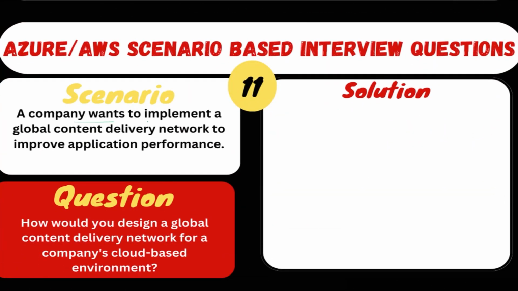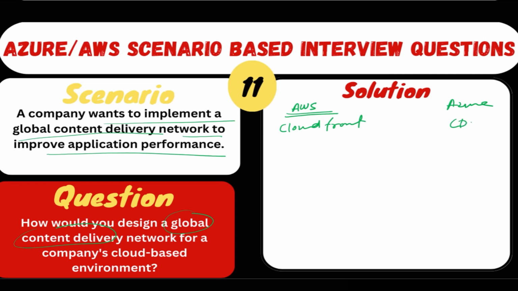Now let's talk about the next scenario. In this scenario, a company wants to implement a global content delivery network to improve application performance. How would you design a global content delivery network for a company's cloud-based environment? When we are talking about a global content delivery network to improve application performance, we need to think about content delivery network services from both platforms. We have CloudFront in AWS, and Content Delivery Network in Azure. To manage DNS, we have AWS Route 53 and Azure DNS. We have ElastiCache or Azure Cache for Redis to improve the application performance.